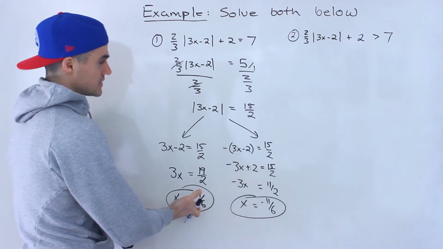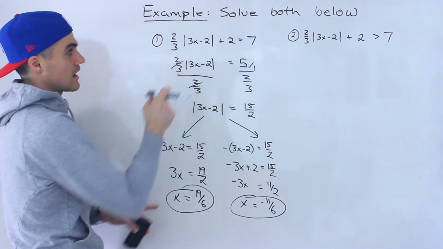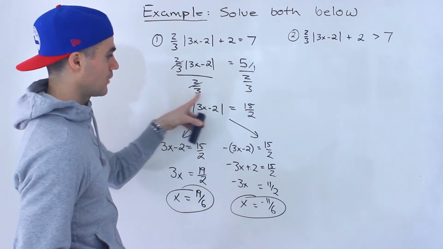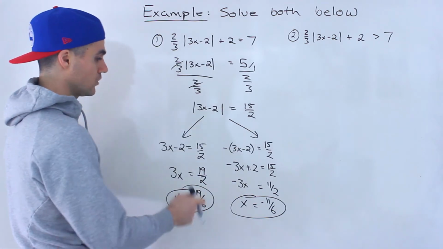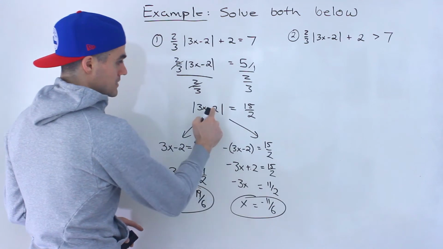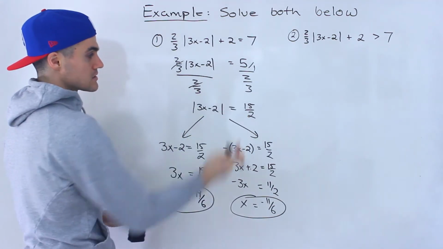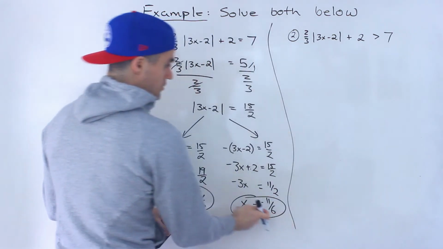And you could check them. You could take this, plug it in here, take this, plug it in here, and this left side should equal 7. Or you could plug it in here, and whatever you get should be positive 15 over 2. One of them will give you positive 15 over 2, this one. And when you plug in this, you'll get negative 15 over 2. The absolute value of negative 15 over 2 is positive 15 over 2. So that's the equation. Those are the 2 solutions.